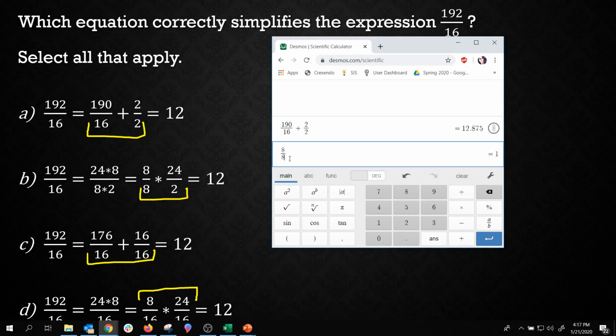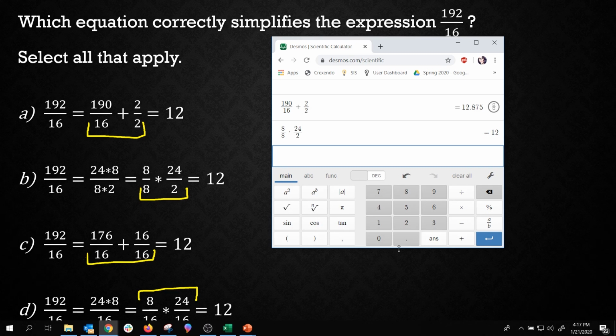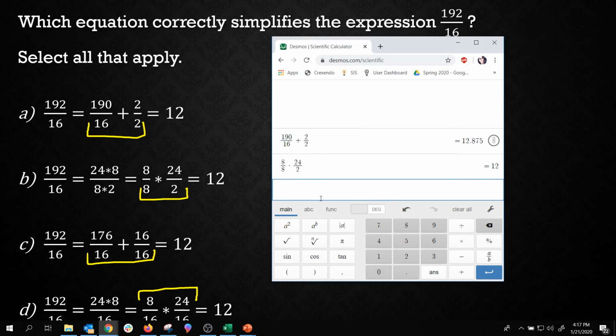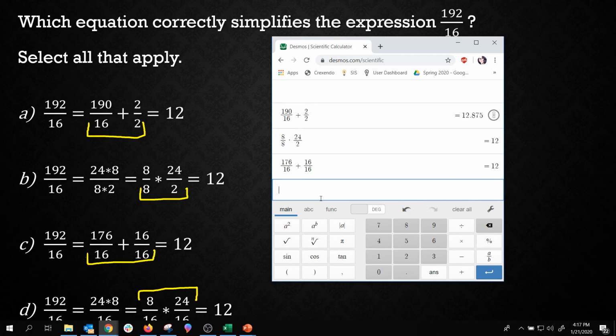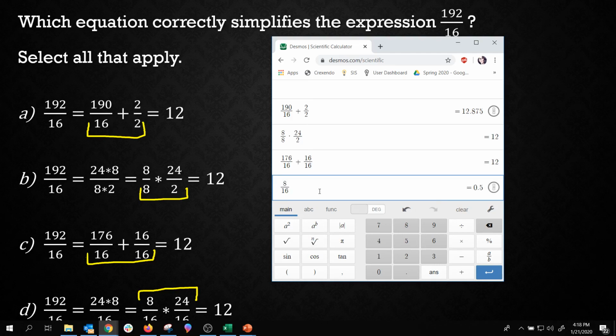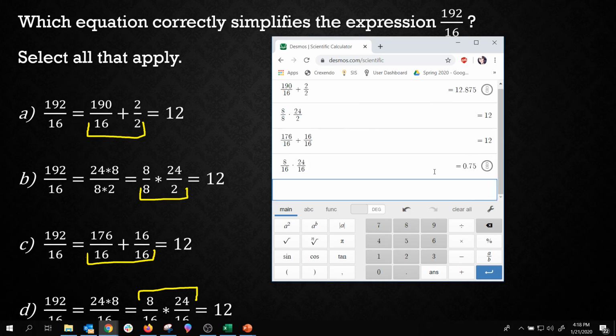I have 8 over 8, and I'm multiplying it by 24 over 2. That one gives me 12. Let's check this next one. So 176 over 16 plus 16 over 16. That one also gives me 12. And I'll check this last one. That's 8 over 16 times 24 over 16. That one's way small. So the two that we want to pick here are the two in the center.